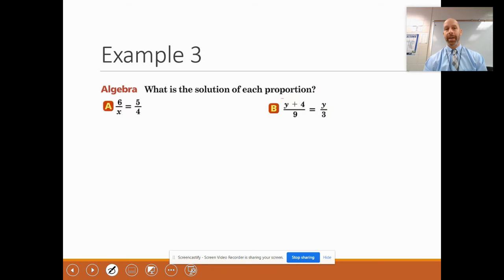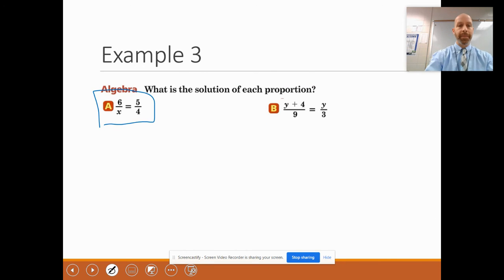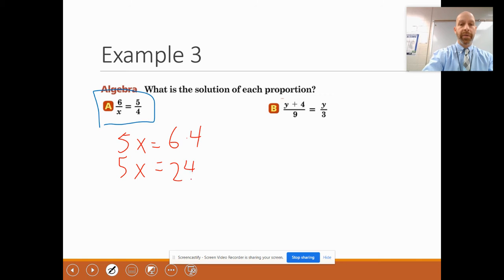Let's see an example, and I think you'll feel more familiar with this. I'm hoping that you guys remember something like this from Algebra 1. It says, what is the solution for each proportion? So what we're going to do is use the cross product property. So we're going to cross multiply here. We're going to take 5 times x is equal to 6 times 4. So 5x is equal to 24.